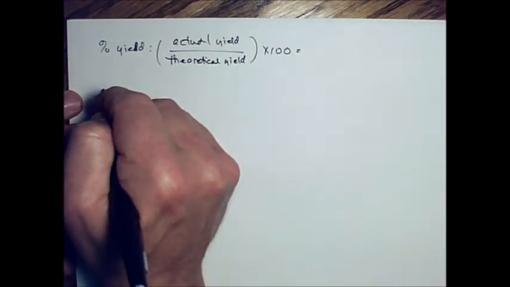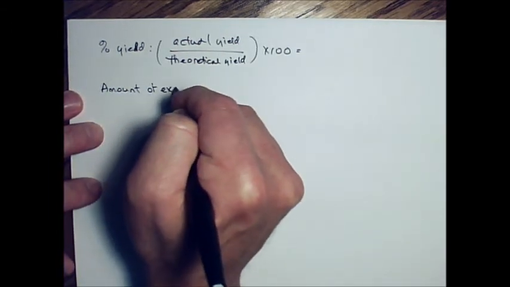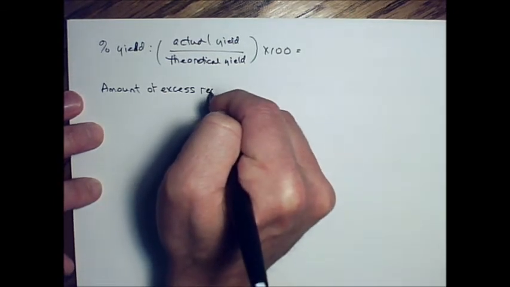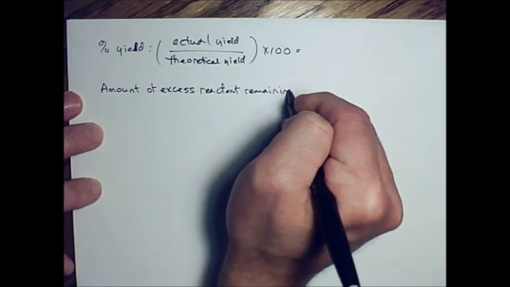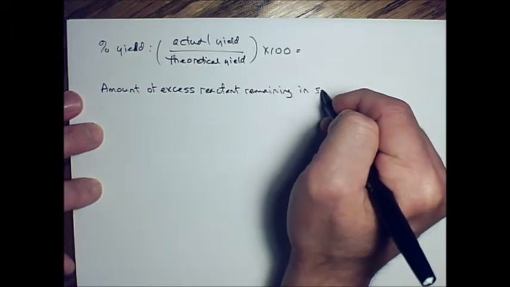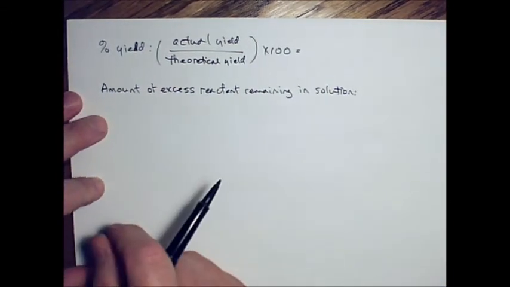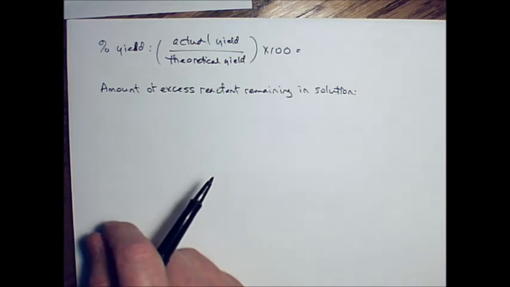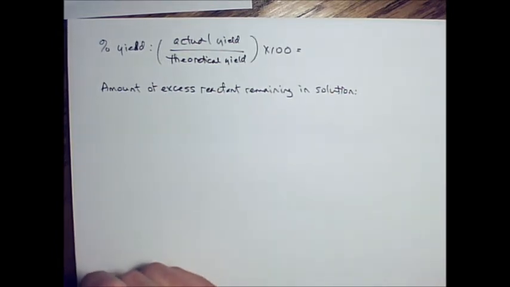Last calculation is the amount of excess reactant remaining in solution. The amount of excess reactant remaining in solution. This is the last calculation you have to do for this lab and for mass to mass stoichiometry. And that's what I'm about to tell you.